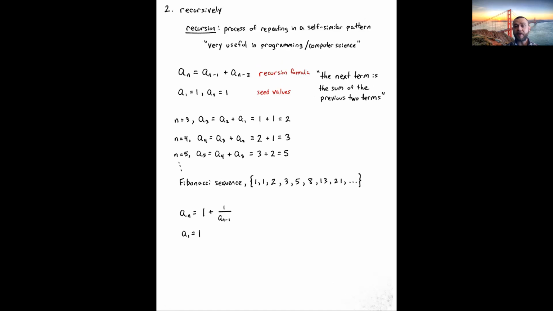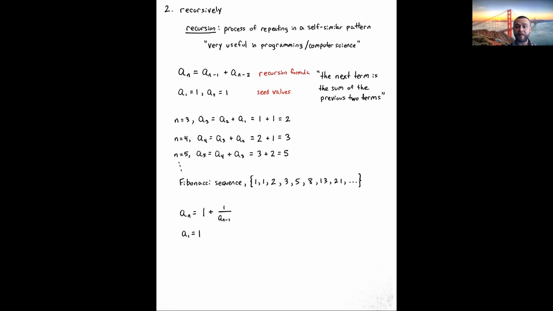Now, let's take a look at a different recursively defined sequence here. Pause the video and see if you can write out the first few terms for this second recursively defined sequence. Welcome back. The first value that we're given there is A sub 1.